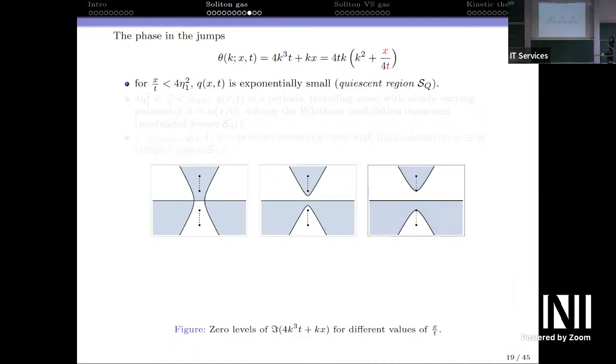And remember there is an i in front of the theta, so then everything becomes exponentially small. You have e to the minus something that goes to infinity, or minus infinity. So everything is exponentially small. We're in the quiescent region, so there is no contribution from any of the jumps.